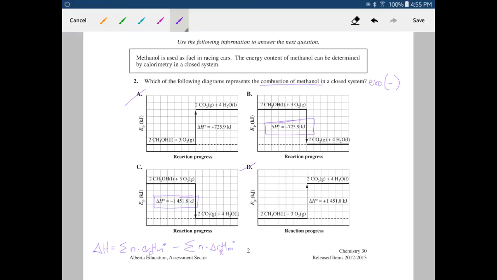Okay, so we're going to take a look at these. We're going to have to look at our data booklet, and we're going to need to get the molar enthalpy of methanol, carbon dioxide, and liquid water. Okay, so I know a few of these values off the top of my head, so we're going to start with those. So our products is going to equal 2 moles times our negative 393.5 kilojoules per mole. Okay, and this is for carbon dioxide.